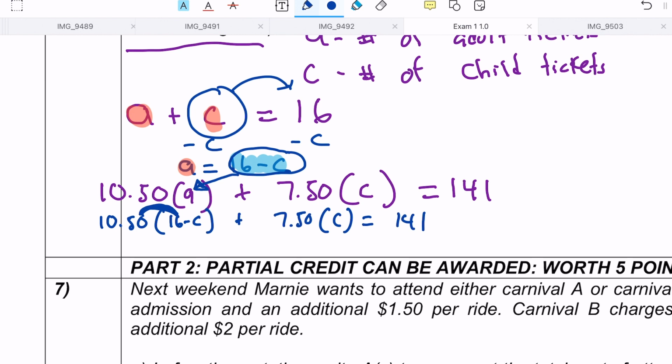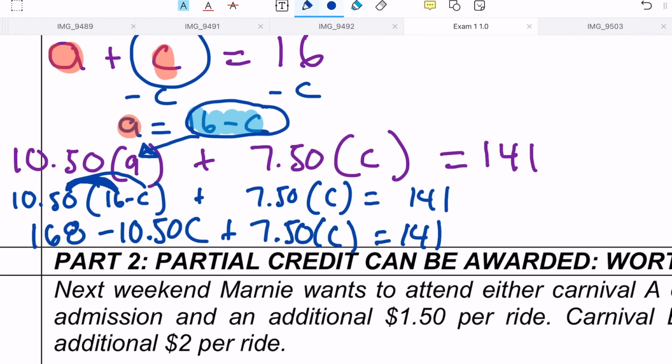1050 times 16 is 16,800. 1050 times negative C is just going to be negative 1050C, right? So 1050 times negative C plus 750C equals 141. What the heck?